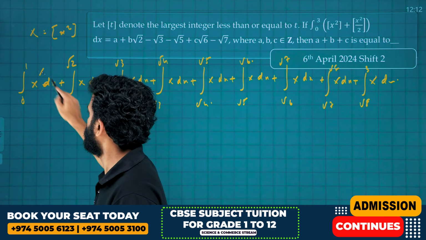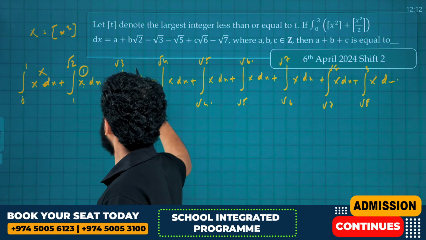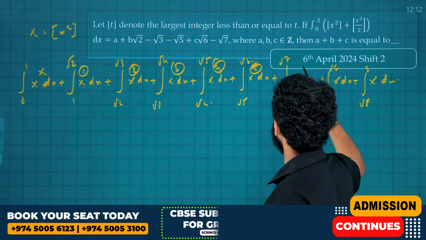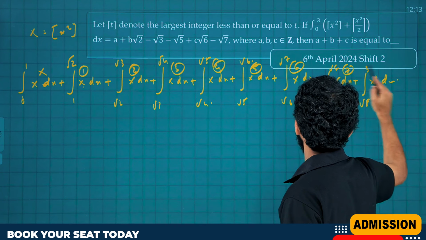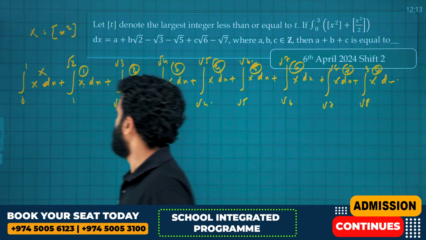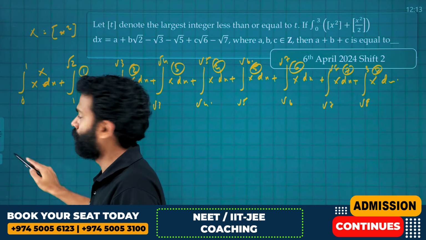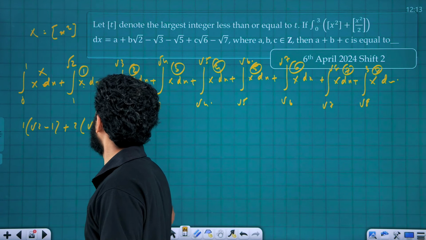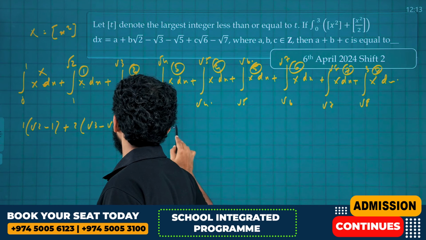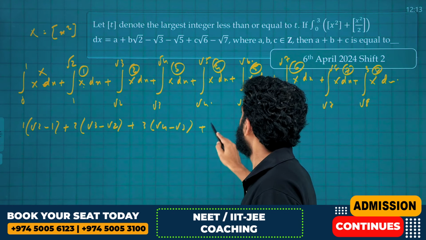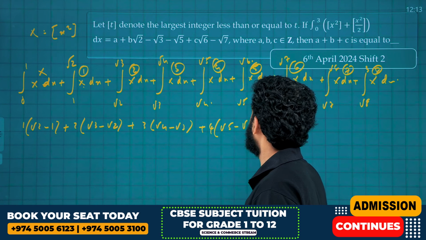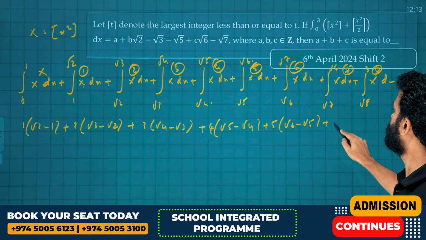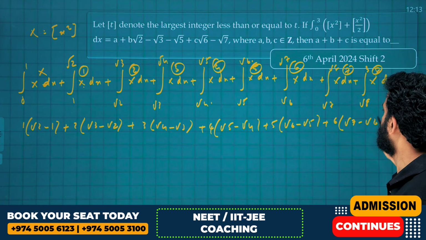Therefore, this will be 0, this will be 1, and this is 2, this is 3, this is 4, this is 5, this is 6, this is 7, and this is 8. Yeah, we need to formulate like this. That is, integral 1 dx is x only, that is 1 into root 2 minus 1 plus 2 into root 3 minus root 2 plus 3 into root 4 minus root 3 plus 4 into root 5 minus root 4 plus 5 into root 6 minus root 5 plus 6 into root 7 minus root 6.